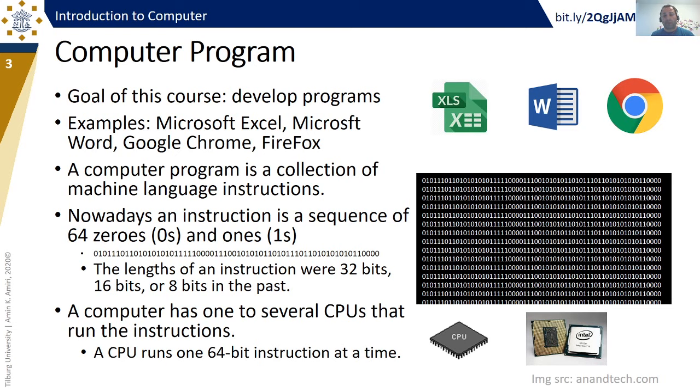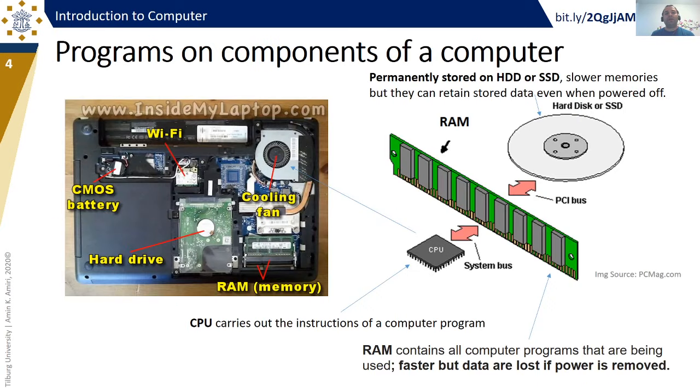A computer has one to several CPUs that run these instructions, that run these programs. A CPU can run a 64-bit instruction one at a time, just one of them, not several of them at the same time. Keep that in mind. So these programs are permanently stored on the hard disk of your computer.